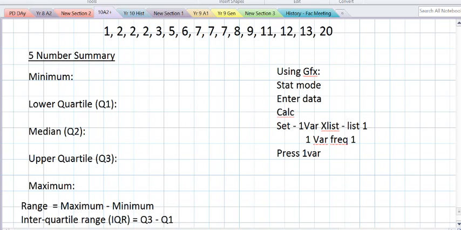So, back to our little 5-number summary. We want to find minimum, lower quartile, median, upper quartile, and maximum of this set of numbers here. Alright, so let's start off with an easy one. Can anyone tell me what the minimum is? 1. Thank you. Maximum? Alright, so we've done the 2 easiest. Now, what about median? Because we've seen this before.